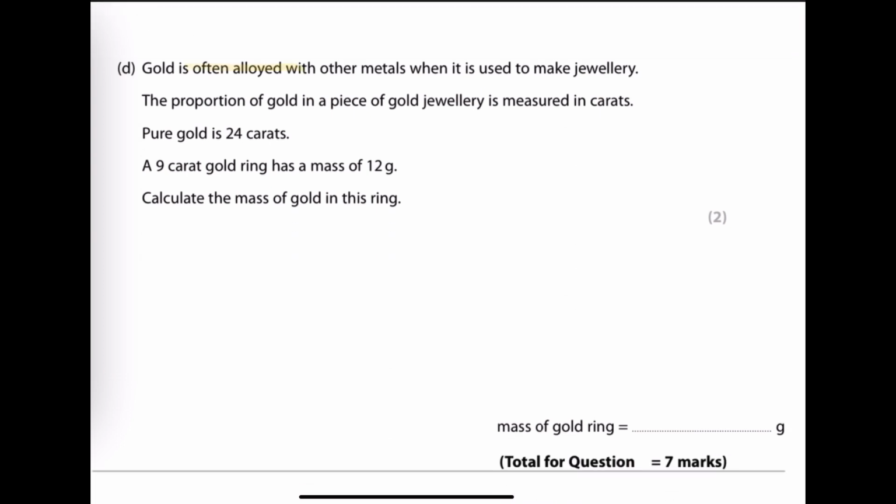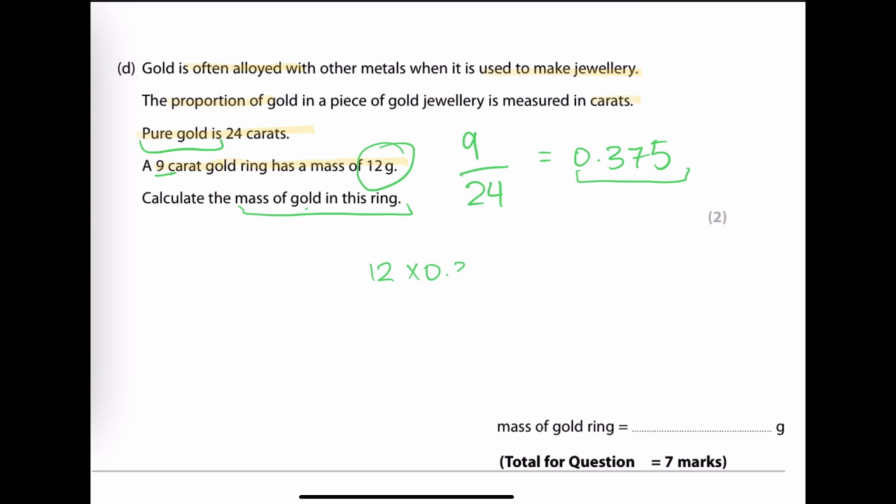D. Gold is often alloyed with other metals when it's used to make jewelry. The proportion of gold in a piece of jewelry is measured in carats, and pure gold is 24 carats. A 9-carat gold ring has a mass of 12 grams. Calculate the mass of gold in this ring. We want to start by seeing what portion of gold is actually in it. We know it's 9 carats, and pure gold is 24. So we do 9 divided by 24, and this is 0.375. We know that this overall has a mass of 12 grams, and we want to see how many grams of gold. This is the proportion of gold, so we'll just do 12 times 0.375.